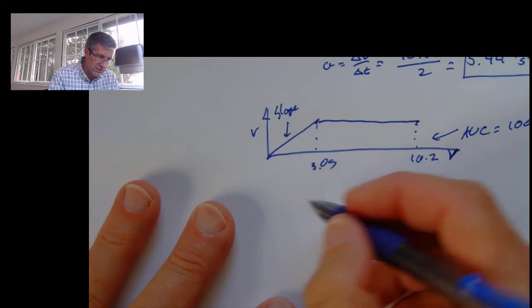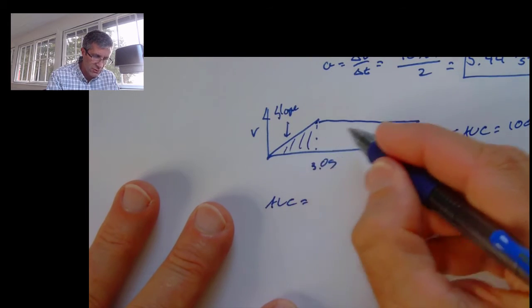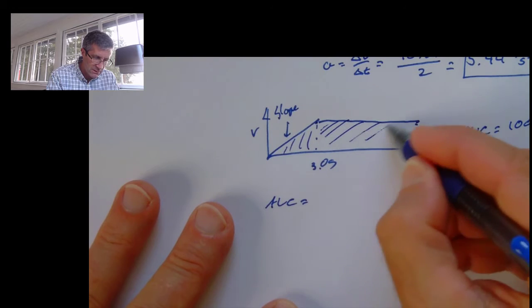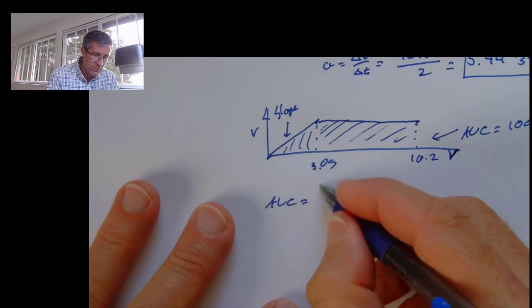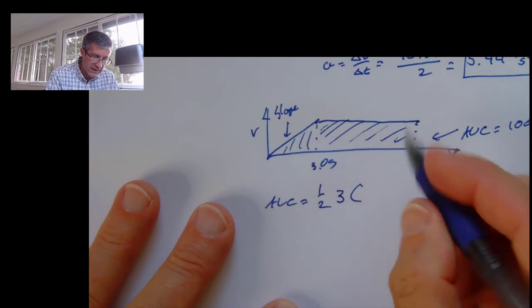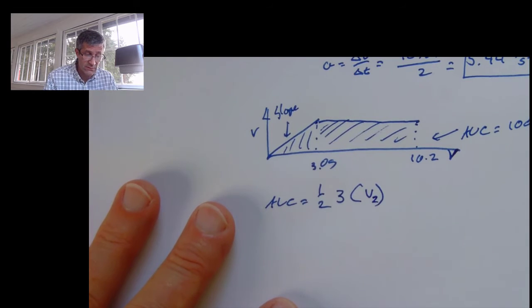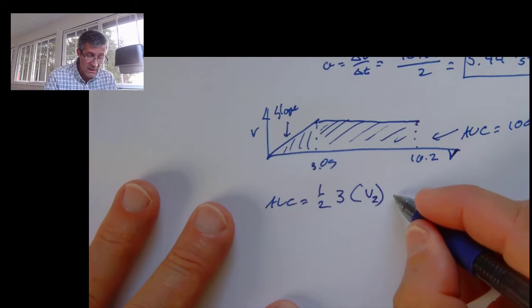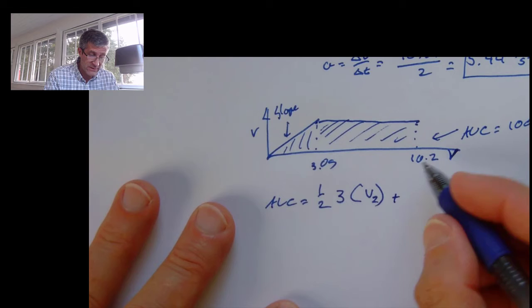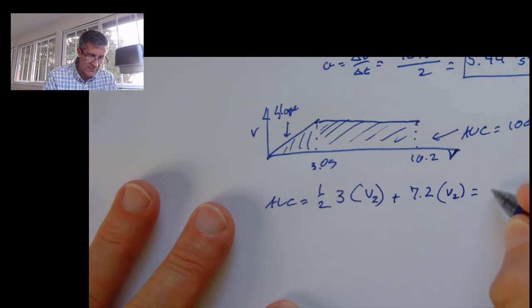So let me do the same idea. My area under the curve is going to be the sum of the triangle plus the rectangle. So my area under the curve is 1/2 my 3 seconds, my base, times my height of velocity, whatever it is in this case. It's going to be a different velocity, so this is the velocity of the second person. Plus now I have 7.2 seconds at that velocity, and that's going to add up to 100 meters.